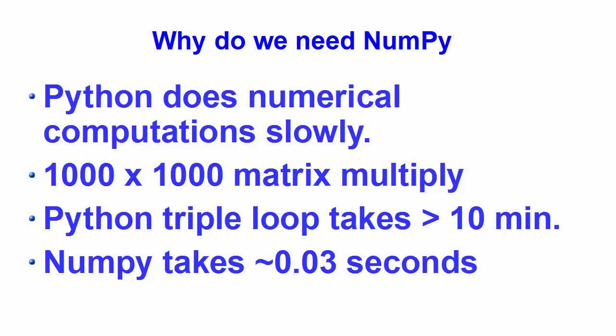The answer is Python does numerical computation slowly in comparison to NumPy. Whenever you want to do matrix computation, for example, you have a matrix of 1000 × 1000 and you want to multiply this matrix, then a Python triple loop takes more than 10 minutes in comparison to NumPy, which only takes around 0.3 seconds. So whenever you want to do matrix computation or n-dimensional array computation, the NumPy library is more efficient than even the Python standard library, and that's why it is used. So this was a brief introduction about NumPy.